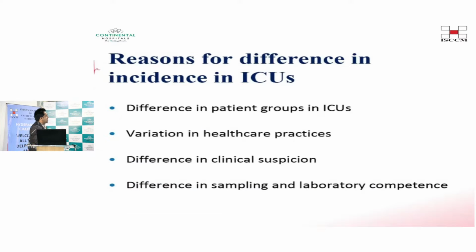The reason for that was differences in the patient groups in ICUs and variations in practice. Centers catering to surgical patients, transplant patients, and cancer patients on chemotherapy reported higher incidences. There was also a difference in clinical suspicion, as usual. Different people, like an ID specialist, microbiologist, or intensivist, have different levels of suspicion. There were also differences in sampling, and laboratory incompetence was one of the reasons for the difference in incidence. I would say rather laboratory incompetence to pick up fungal infections.